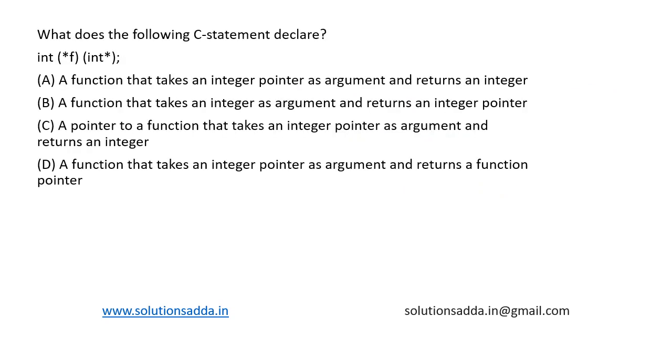This is a question from C programming. What does the following C statement declare? It is given as int star f int star. So this means that it is a pointer to a function which takes an integer pointer as an argument and returns an integer. So based on the options, option C is the correct answer here.